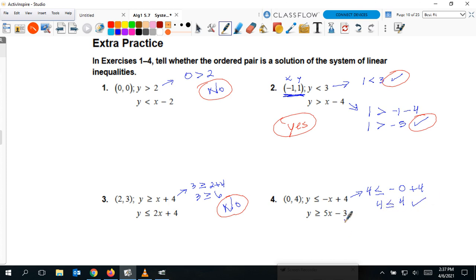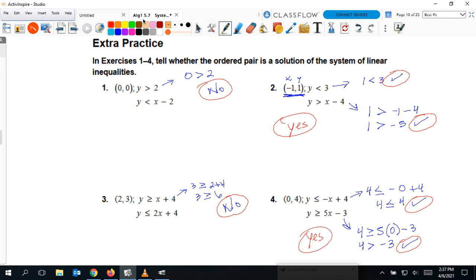Let's go ahead and check this one down here. So again, start with 4. 4 is greater than or equal to 5 times x. So x is 0 on that one, minus 3. So 4 is greater than, this is going to be 0. So 0 minus 3 is negative 3. So 4 is greater than negative 3. That is also true. So because it's true on both of these, you got to check on both of them, we can definitely say yes for number 4.